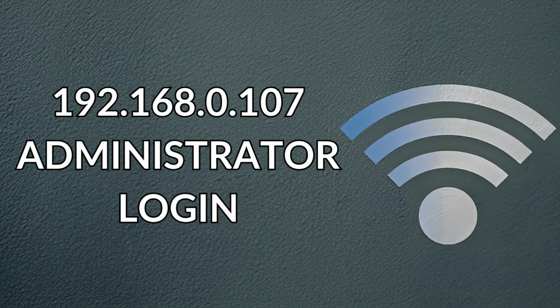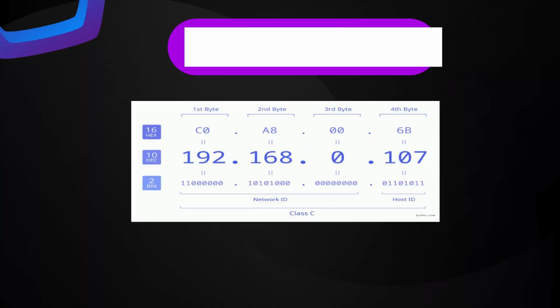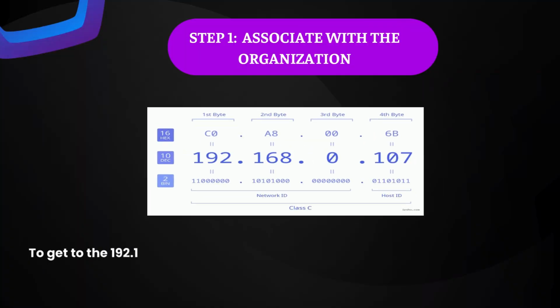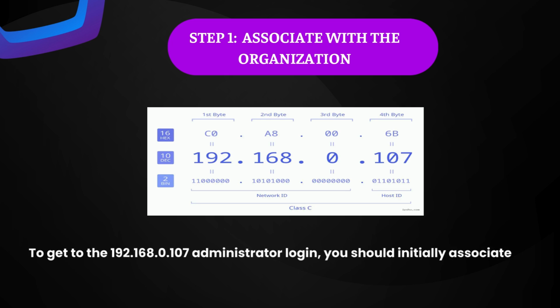192.168.0.107 Administrator Login. Step 1. Associate with the organization. To get to the 192.168.0.107 Administrator Login, you should initially associate with the organization that the switch is on.